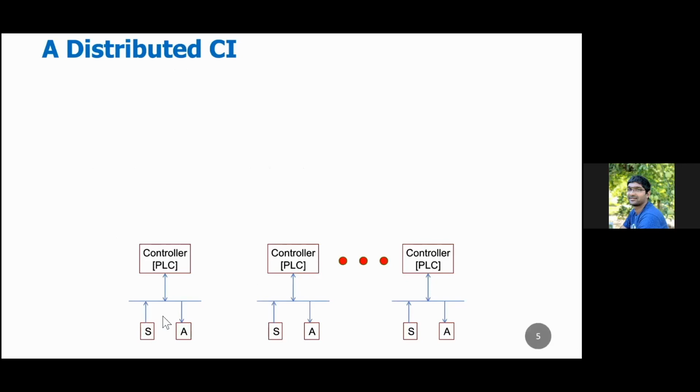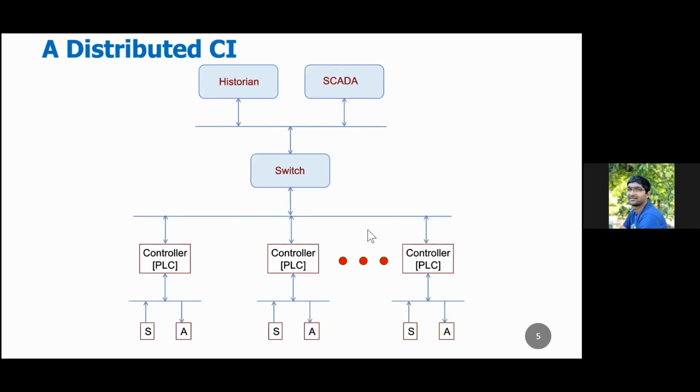In general, a critical water distribution system at city scale or a power distribution system at city scale is a distributed system. There are multiple sensors and actuators across the city, and these talk to controllers. Each controller controls a part of the system, and these controllers also communicate among themselves to have a bigger picture across the cities. And there are SCADA systems as well as a historian.